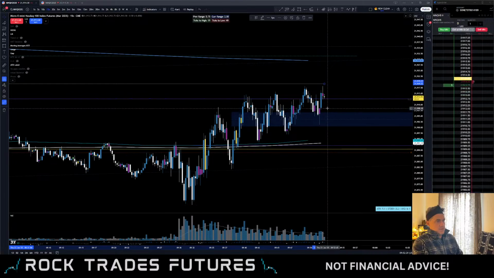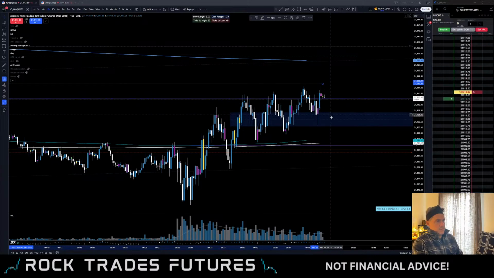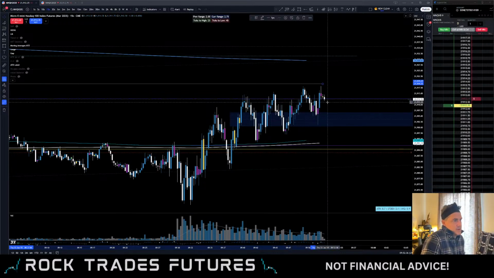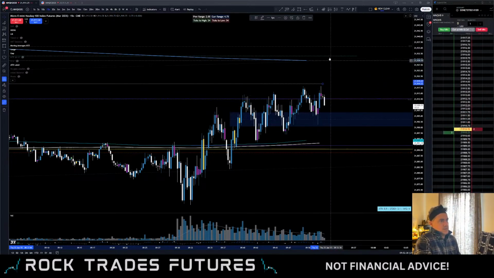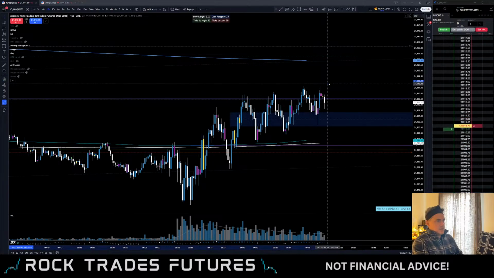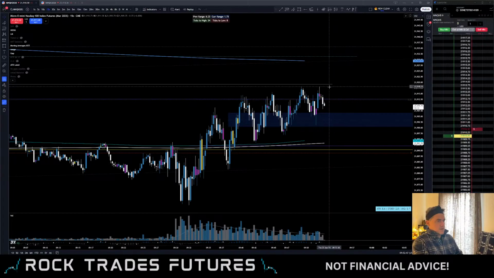Gotta try to get long somewhere around here though, if it comes back. I'm not gonna try it. I'm not gonna get long. I'm just saying you gotta think price is gonna come here just to now push up. Very funny reversal here, just shy of this level. Super clean candle.